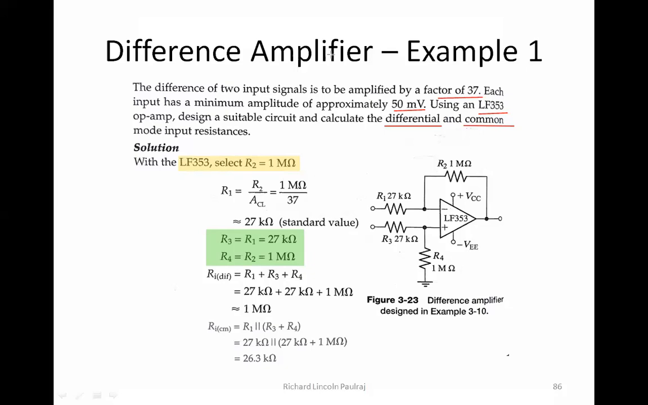So this is the standard formula that we know for the differential amplifier, the input resistance, which is R1, R3, R4, right? So how much do we get approximately? Can you please add? I think 27 plus 27 kilo ohms will give you about 54 kilo ohms, if I'm not mistaken.